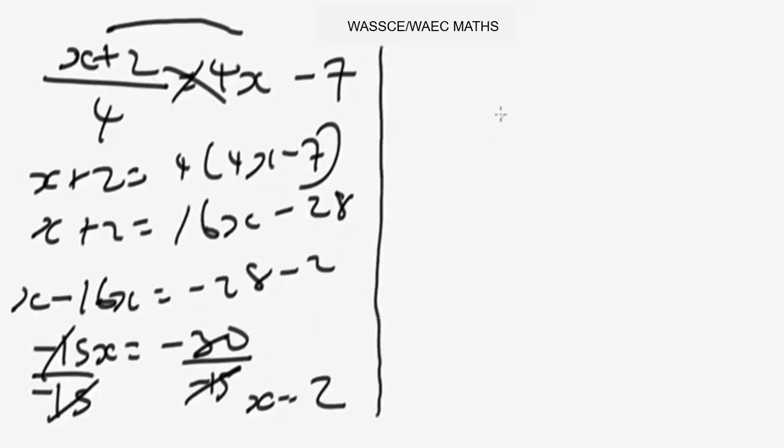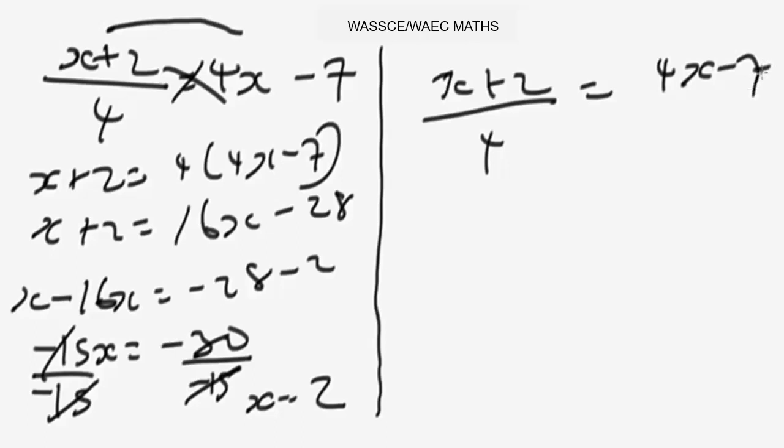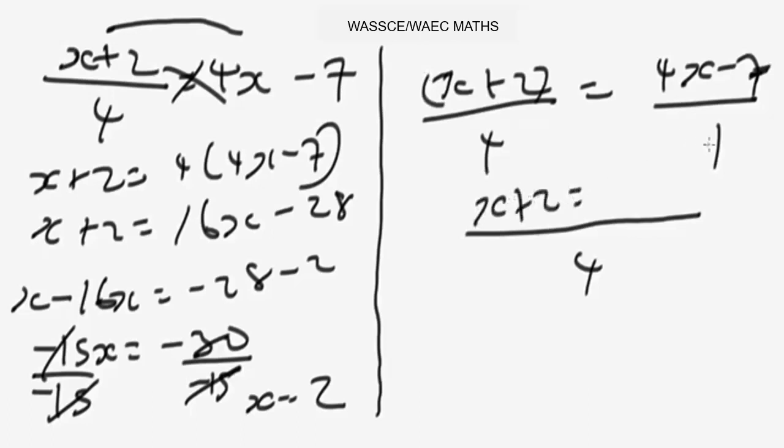Now, let's apply the second method to this question. We have (x plus 2) over 4 equals 4x minus 7. Instead of doing cross multiplication, you bring down 1 here. So you find the LCM. LCM is what? 4. 4 into 4 is 1. 1 times everything here still gives us x plus 2 equals, now 4 into 1 is 4. 4 times everything here, so we have 4 in bracket 4x minus 7. So at this juncture, just neglect this LCM. It's no longer relevant. It has served what it's meant to serve. It has done its work.